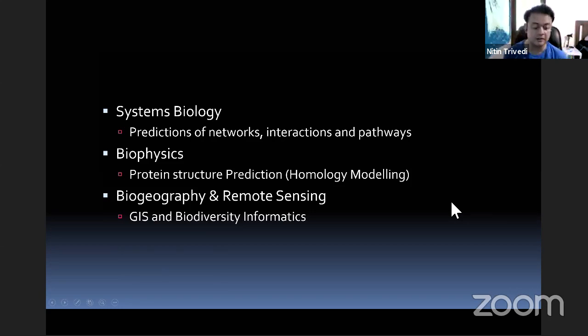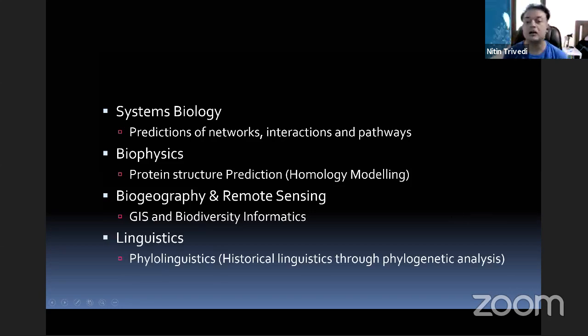You can write papers on it. So that is exactly the beauty of GIS.